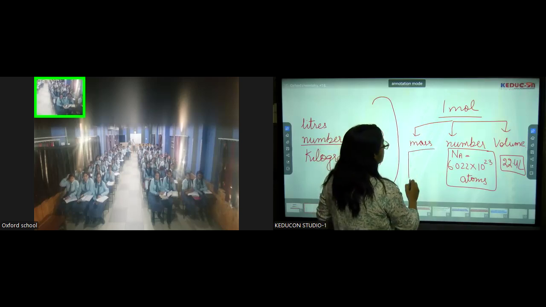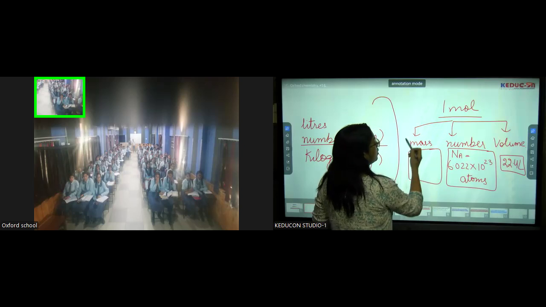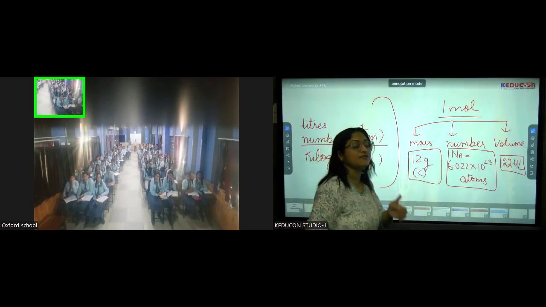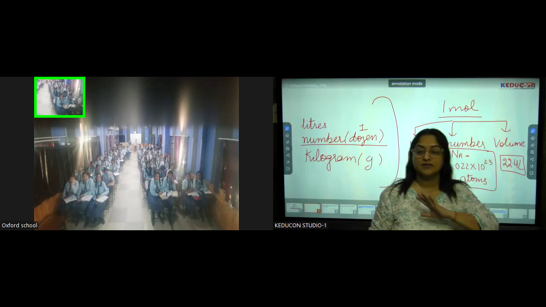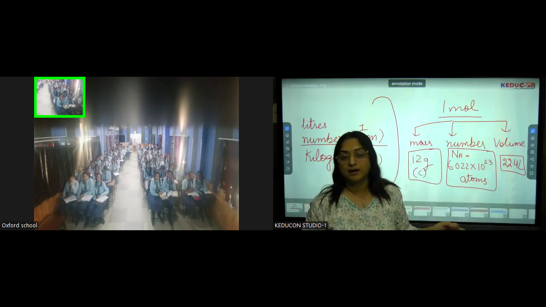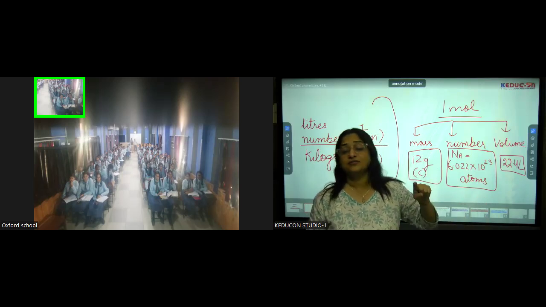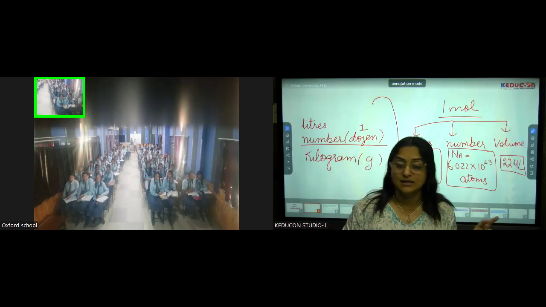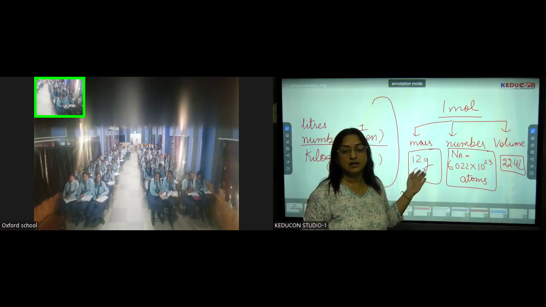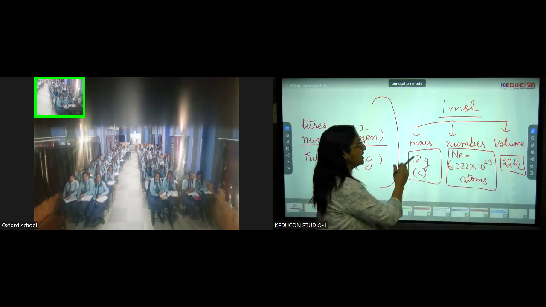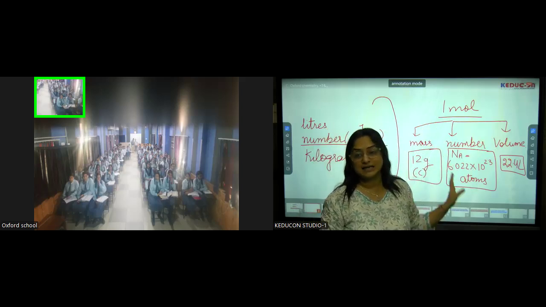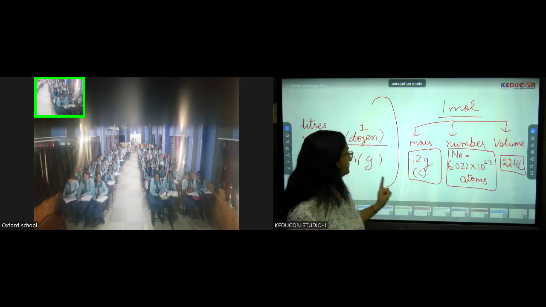Suppose we are taking carbon. So 1 mole of carbon will have 12 grams. Right? This is specifically for carbon, but it will vary from element to element because every element has a different atomic number and different mass number. Some of them do have the same mass number and they are called isobars. But otherwise, whatever is the atomic mass of the element, that will be the mass present in 1 mole of that element. I repeat this.